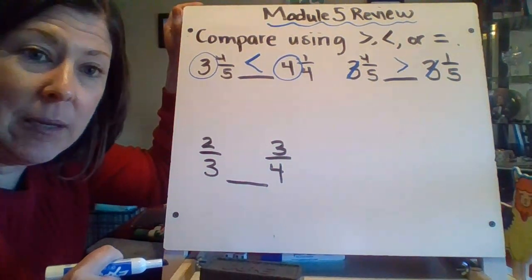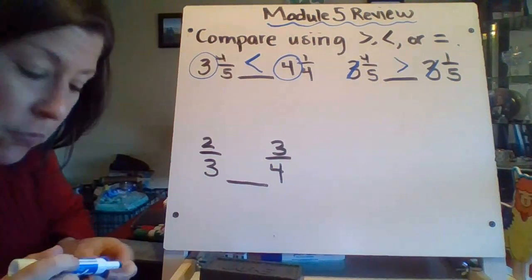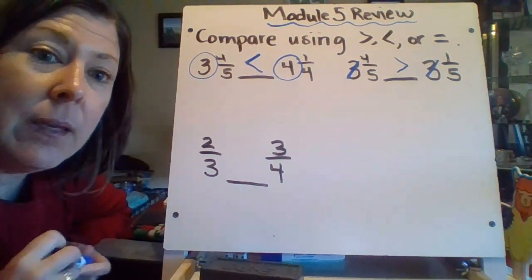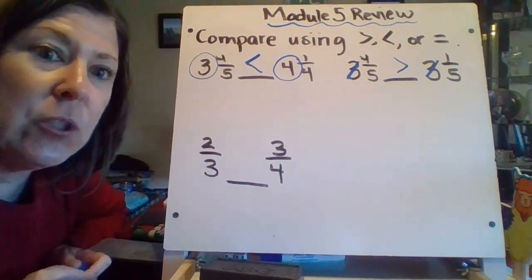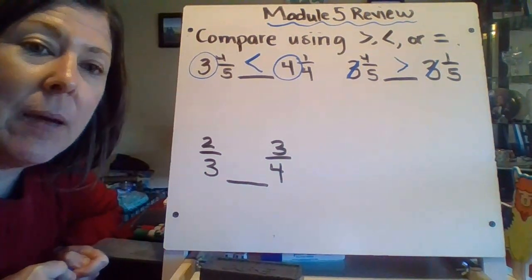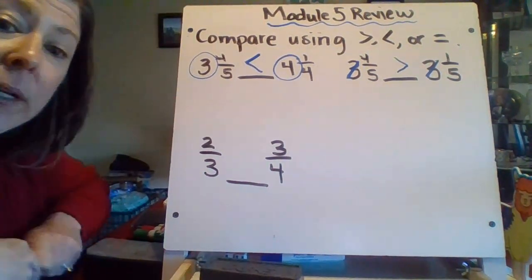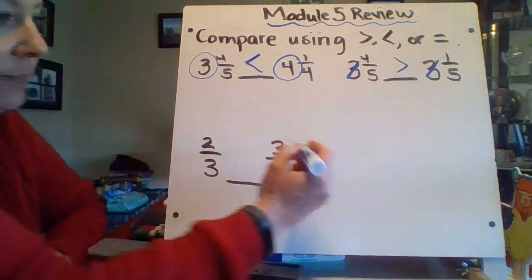Our last example in comparing. 2/3 versus 3/4. Is this apples to apples? No, the units are thirds and fourths, so I cannot compare them as they are. So I'm going to find the least common denominator.